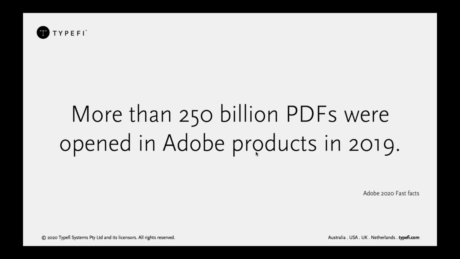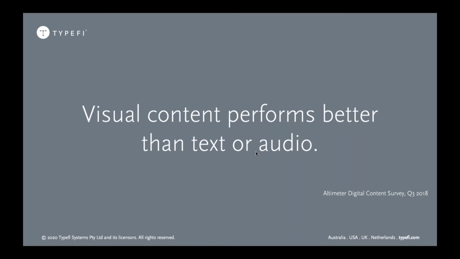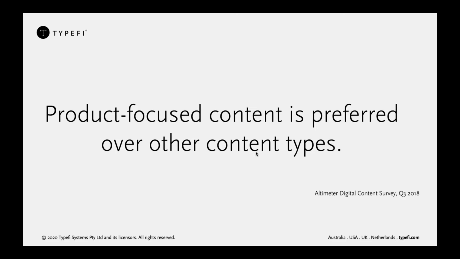And when it comes to content formats, just in the last year, 250 billion PDFs were opened, and visual content is the new black. Short form videos and static images are the best performing content formats across every geography and industry. And in terms of content type, customers prefer product focused content than other types of content that are more typically associated with content marketing.